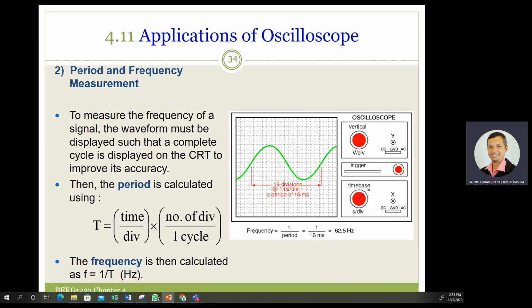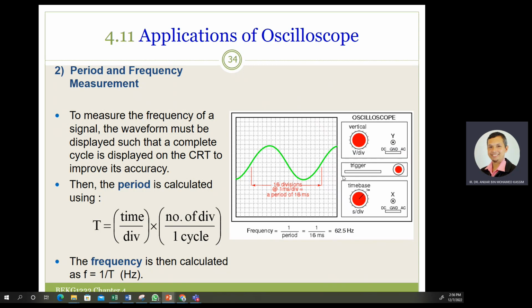As for period and frequency measurement, in order to measure the frequency of the signal, the waveform must be displayed such that a complete cycle is shown, meaning one complete cycle, to improve accuracy. The period can be calculated as T equals time per division set on the oscilloscope times the number of divisions per one cycle. After we get the period, we can find the frequency by taking the inverse of the period.